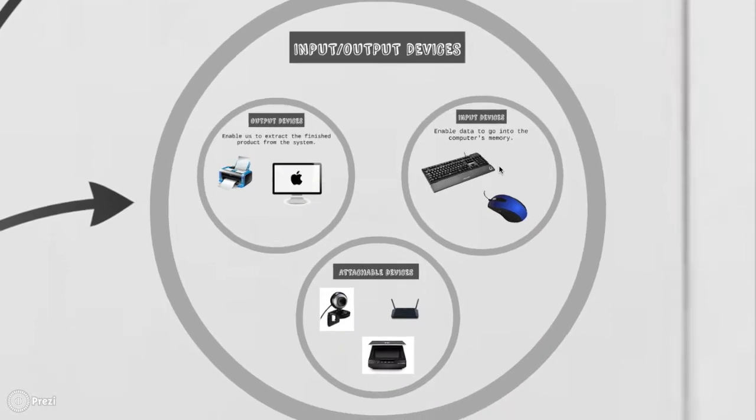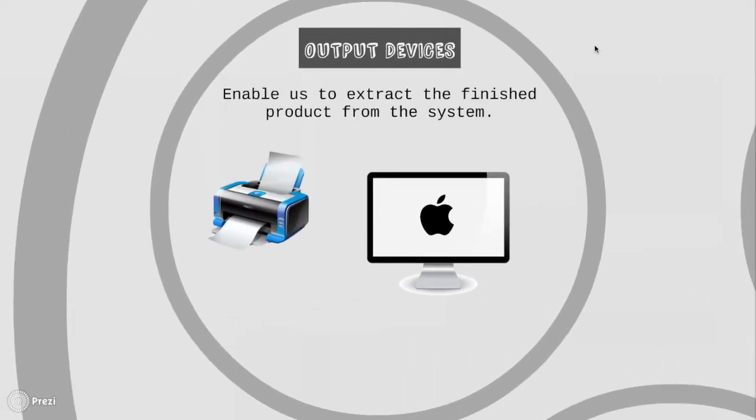Other devices you can connect to the computer are output or input devices. This is very important because without this you cannot control the computer. And the output devices are the devices that enable us to extract the finished product, the finished data, and it's where we can see it physically, like on the screen or in print form.